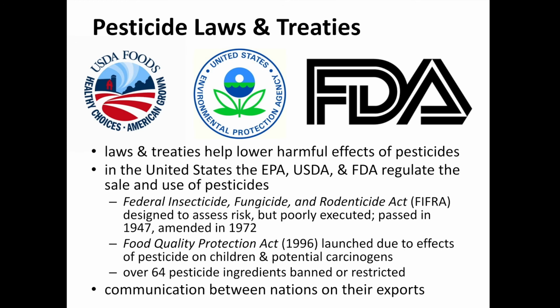One of the things that we regulate is pesticide use. There's been a couple of laws passed by Congress to monitor pesticide use. The Federal Insecticide, Fungicide, and Rodenticide Act was designed to assess risk and lower the risk to humans of the use of these materials. The Food Quality Protection Act was launched due to understanding that there were possible negative effects of pesticides on children and adults. And basically, since these acts have been launched, we've banned a number of pesticides in the United States. Glyphosate is not one of the ones that we've banned, but in some cases it is banned around the world.